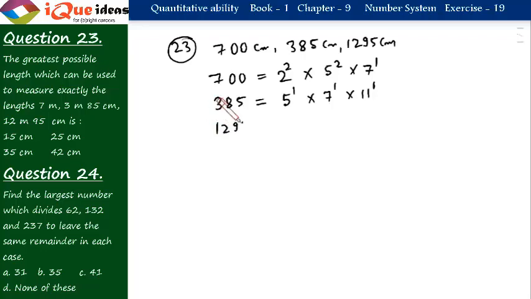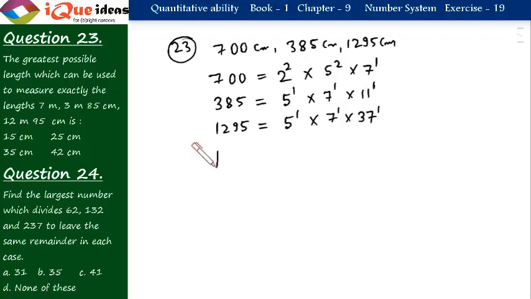Then 1295, if you factorize it, you'll get 259 into 5. Alright, 259 into 5. 259 can be divided by 7. You can factorize it on your own. So it is 5 raised to 1, 7 raised to 1 into, if you divide 259 by 7, it will be 7 3s are 21 and 37, right? So it is 37 raised to 1.